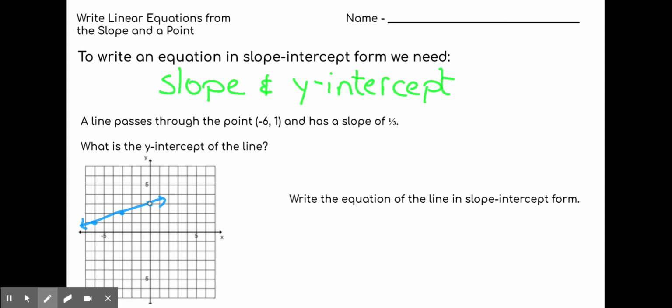Okay, so the y-intercept is up 1, 2, 3. So the y-intercept is 3, right? So I now know that the slope is 1/3 and the y-intercept is positive 3. So the equation of this line would be y equals 1/3 x plus 3.